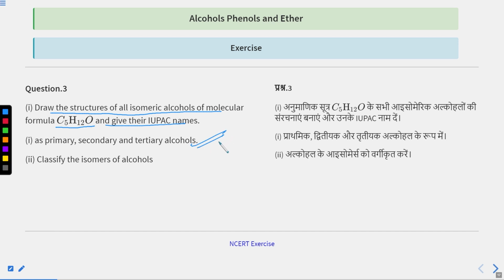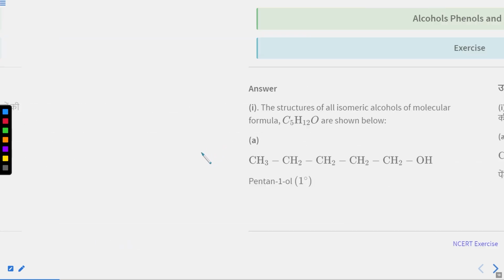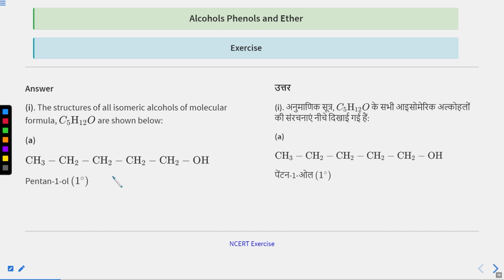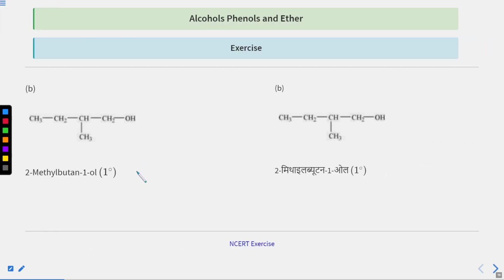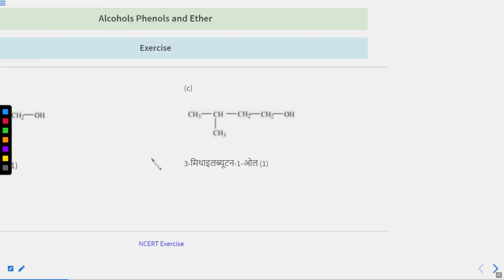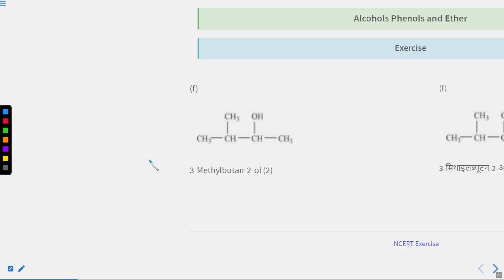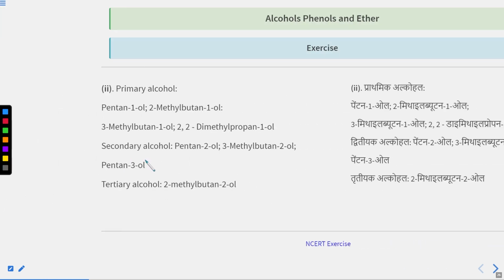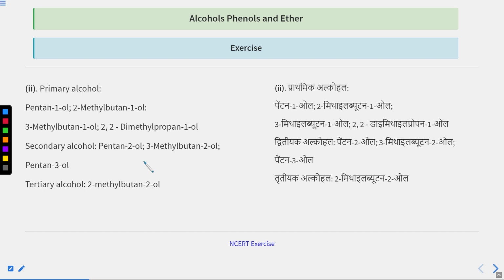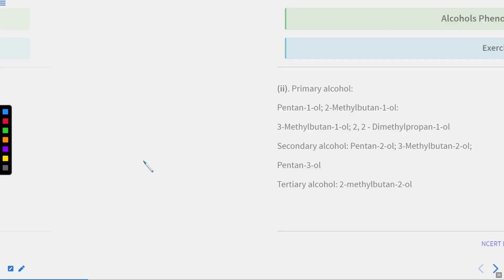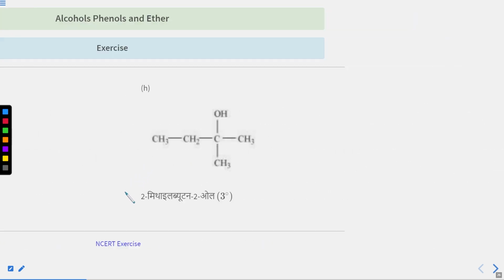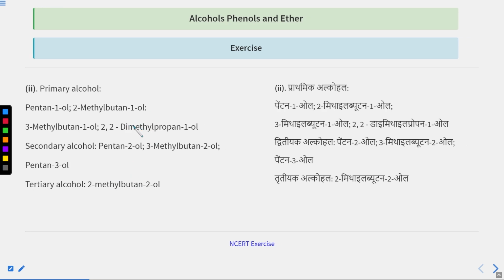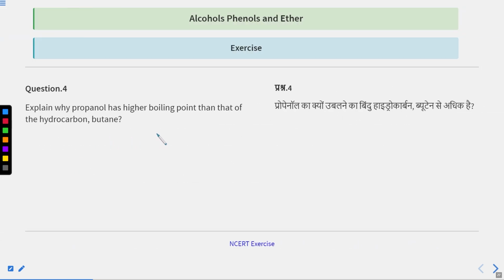This question is done. Classify the isomers of alcohol. So pentan-1-ol, 2-methyl, 3, 4, 5, 6, 7 and 8 structures are possible. Okay, 8 structures are possible. So they have also drawn 8 structures. Now next we have classified them. Okay, so this question is done.